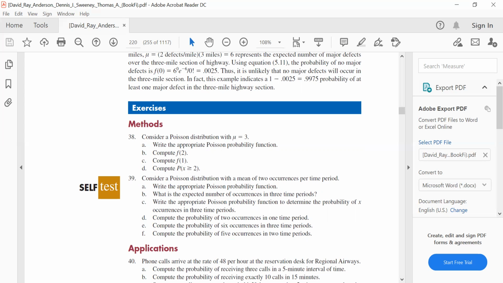Part C, write the appropriate Poisson probability function to determine the probability of x occurrences in 3 time periods. That is f of x is equal to 6 power x e power minus 6 divided by x factorial.